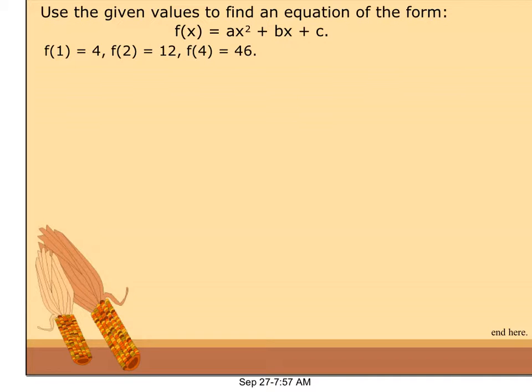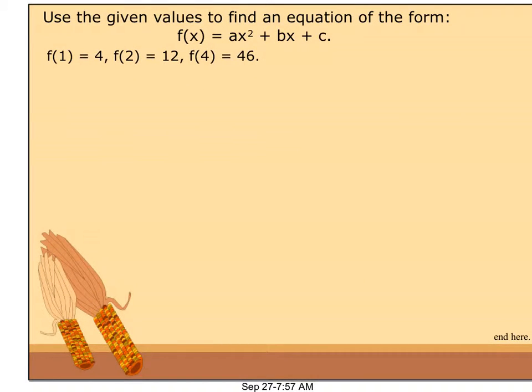This case is a little bit tougher because I don't have any key points. Okay, I know this graph goes through the point 1, 4. I know it goes through the point 2, 12. And I know it goes through the point 4, 46. Okay, that's all I know. And none of those points are key points, which is tricky. Okay, we call them key points for a reason. They're helpful. Okay, they make the process of coming up with a quadratic model easier.